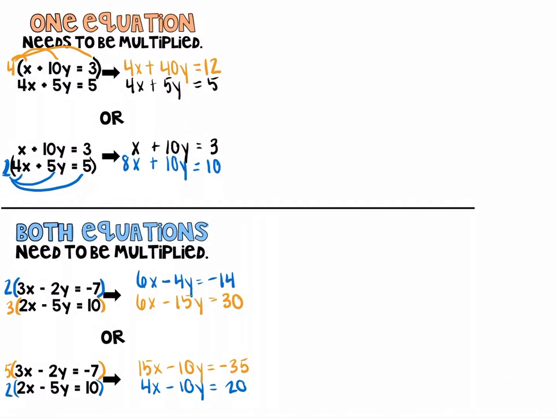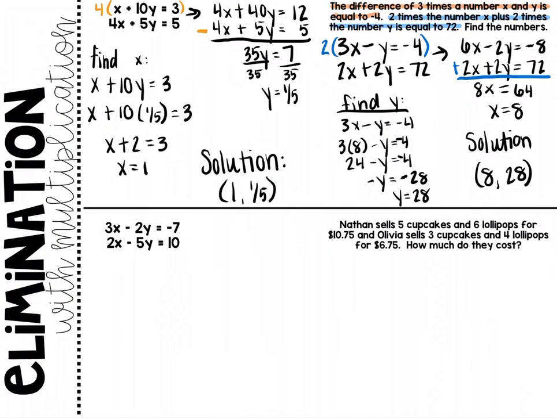And if you notice, at the end of our multiplication, we have a matching set, so now we can use elimination. Okay, so the multiplication part is just making sure you have a matching set. If you already have the matching set, you don't have to use multiplication. But if you don't, then you can use multiplication to get the matching set. So let's open up and solve the next two.